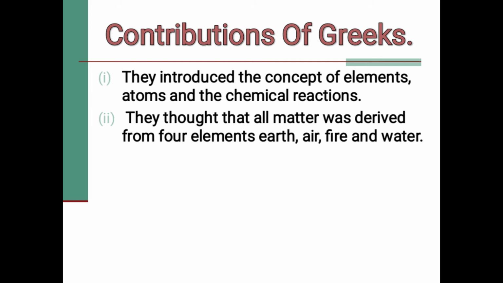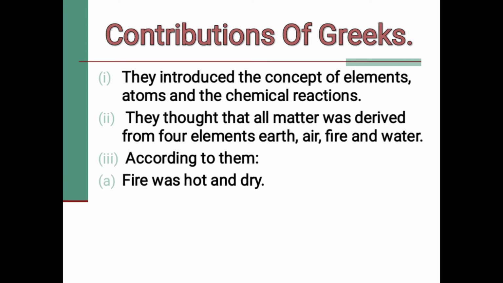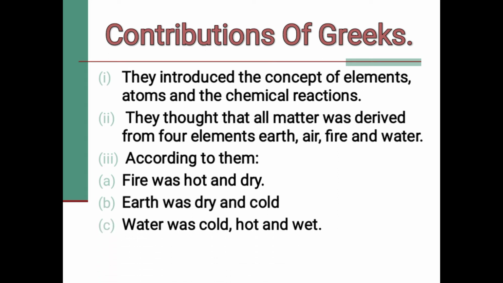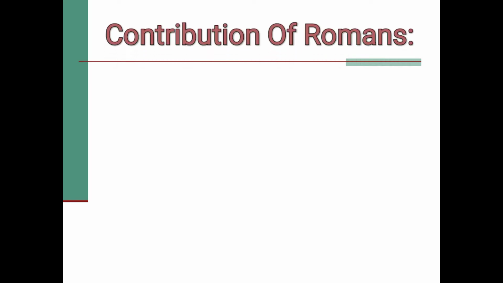So according to the Greeks, matter was derived from four elements. Fire was hot and dry, earth was dry and cold, water was cold and wet, and air was cold, wet and hot. Okay, so basically these were the thinkings of the previous scientists, or you can say the Greek philosophers.